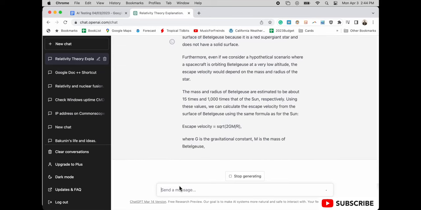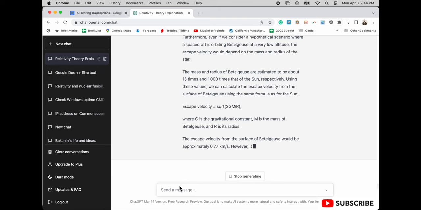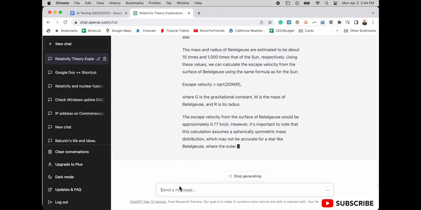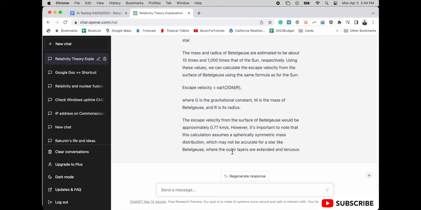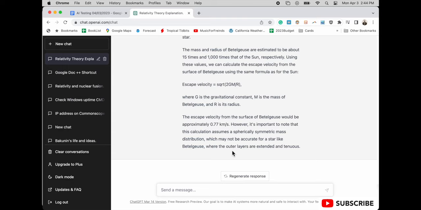And this is a really interesting answer. So ChatGPT says that the radius is so big that the escape velocity is relatively low, 0.077 kilometers per second, even though the mass is higher compared to the sun.